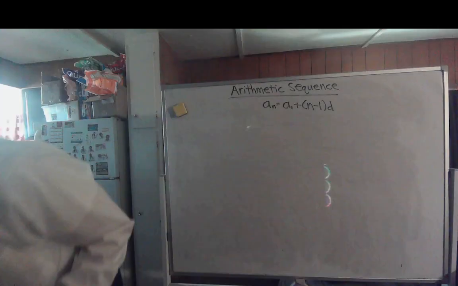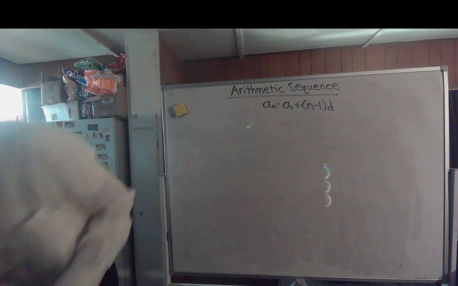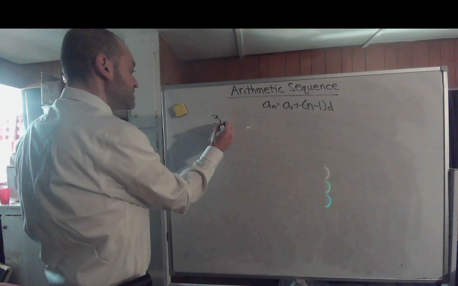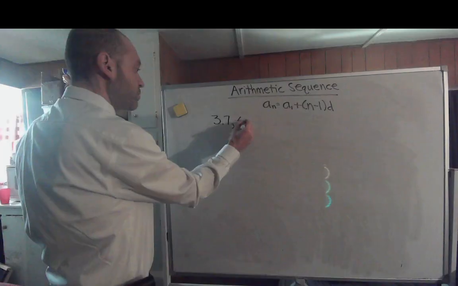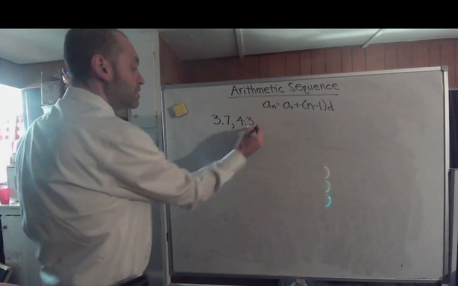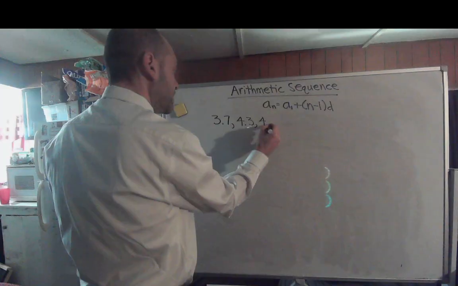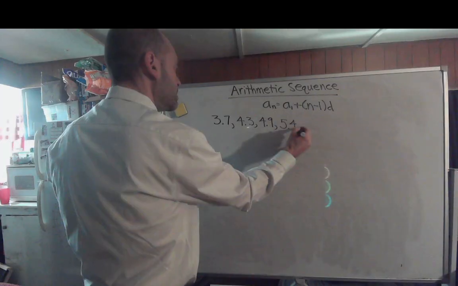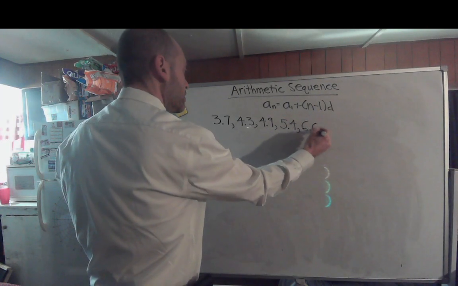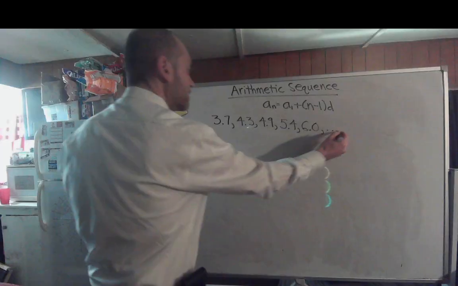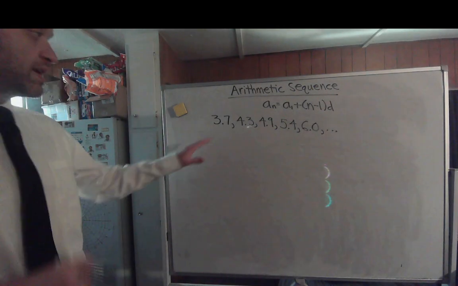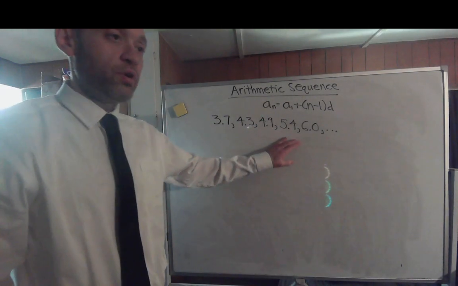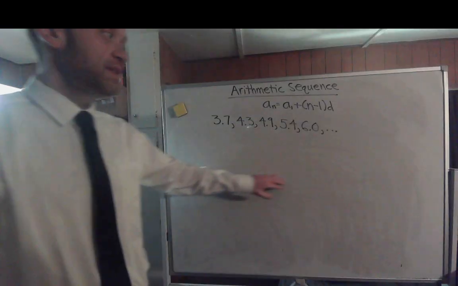All right. Let's see, we have 3.7, 4.3, 4.9, 5.4, 6.0, and it just keeps on going and going. So we have 3.7, 4.3, 4.9, 5.4, and 6.0.